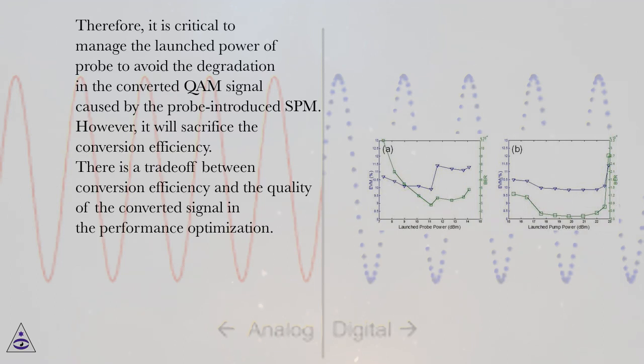Therefore, it is critical to manage the launch power of probe to avoid the degradation in the converted QAM signal caused by the probe-introduced SPM. However, it will sacrifice the conversion efficiency. There is a trade-off between conversion efficiency and the quality of the converted signal in the performance optimization.